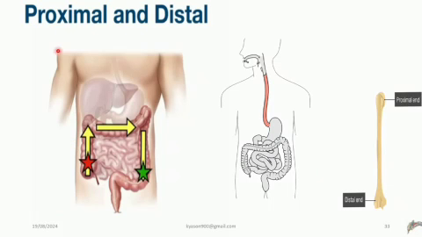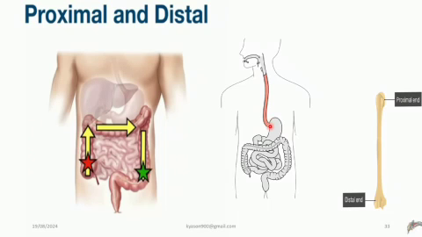Okay. The term proximal and distal can also be used to describe other structures of the body. As long as the structure has the point of origin and then the terminal end, we can use these terms proximal and distal. For example, this is the esophagus. We know the esophagus begins in the neck. It terminates at the level of the stomach.